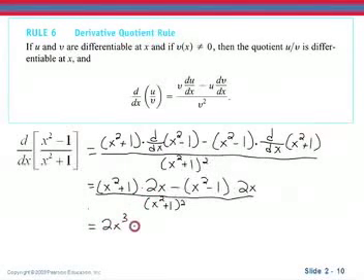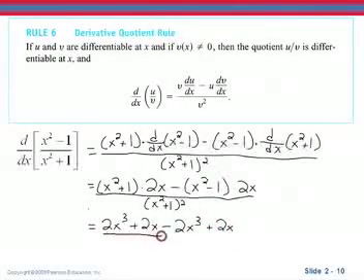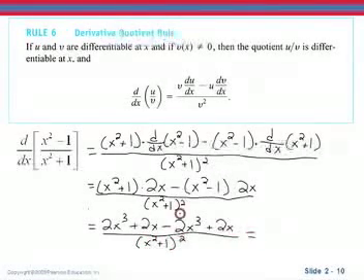Now use your distributive property. X squared times 2x is 2x to the third. 1 times 2x is 2x. Now be careful here because of the minus. You need to make sure that you're distributing the minus and the 2x. So it's negative 2x times x squared is negative 2x to the third. And then I have negative 2x times negative 1 is positive 2x. And that's all over x squared plus 1 squared.